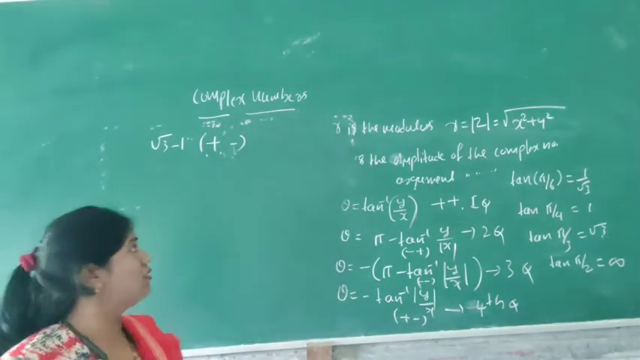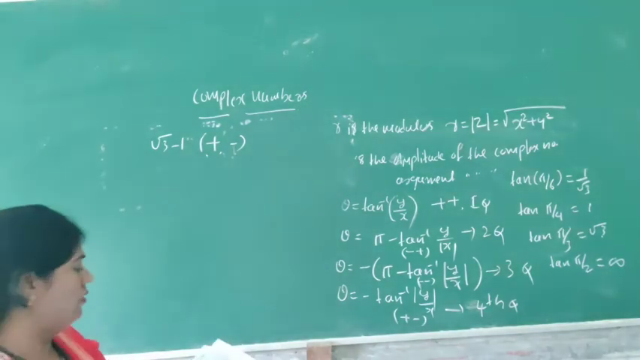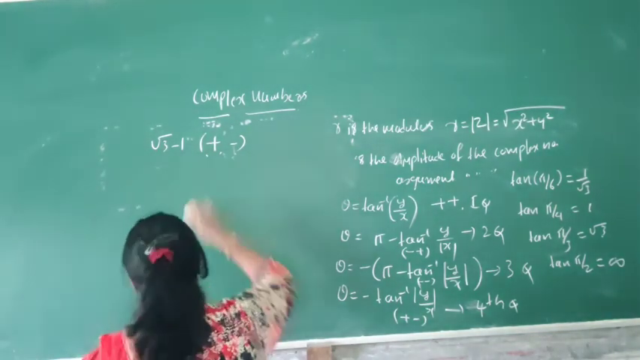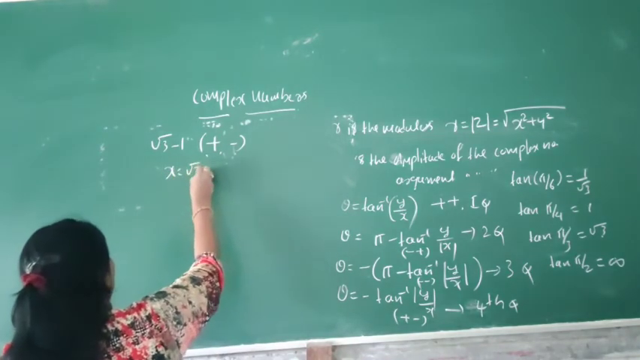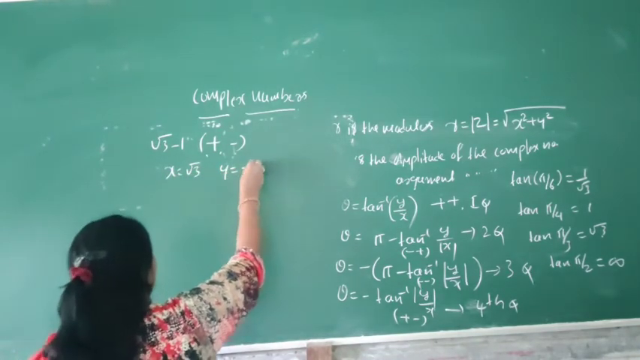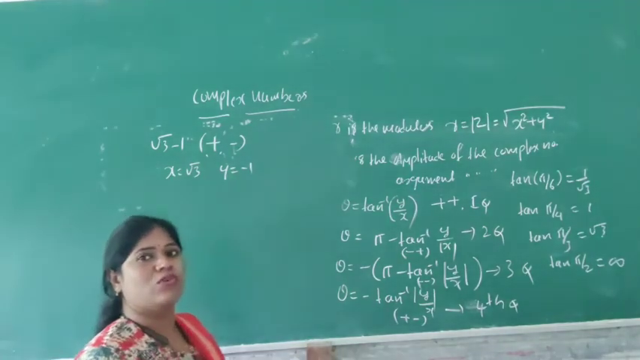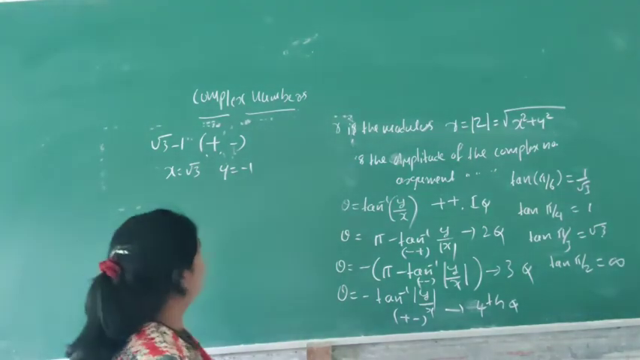Next, root 3 minus i. So this one is plus, minus, no. What is the x value? x is equal to root 3. y is equal to minus 1.